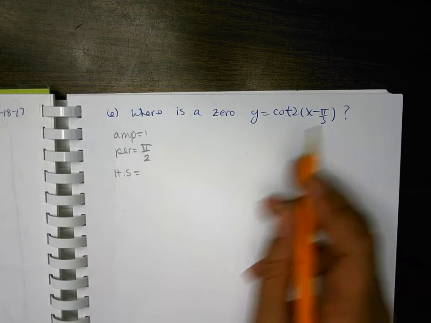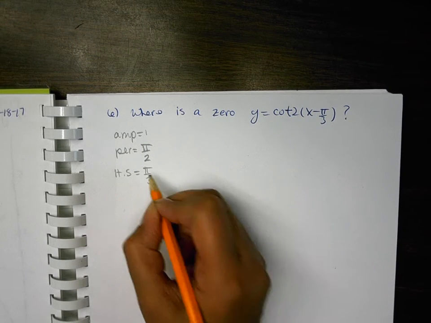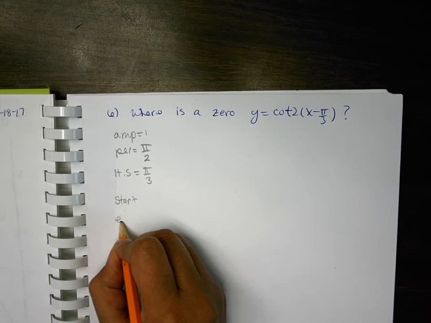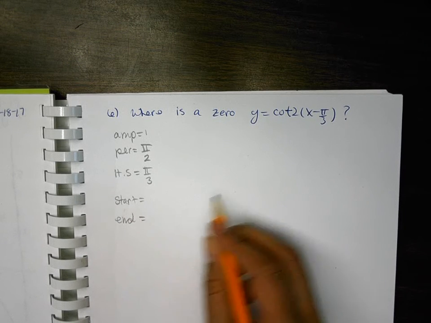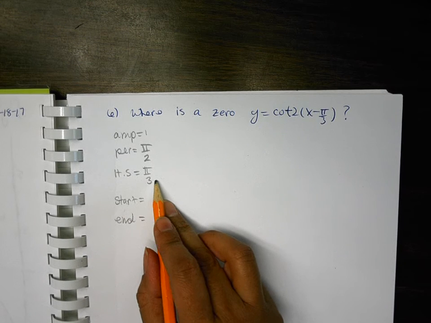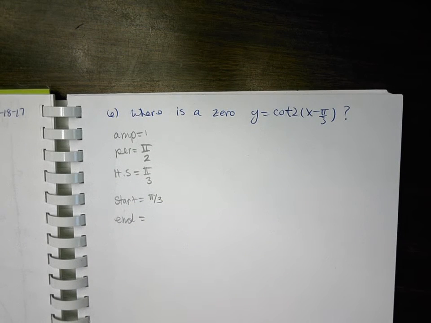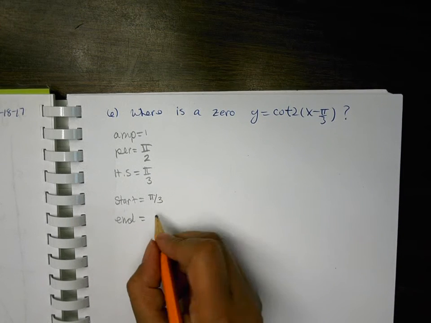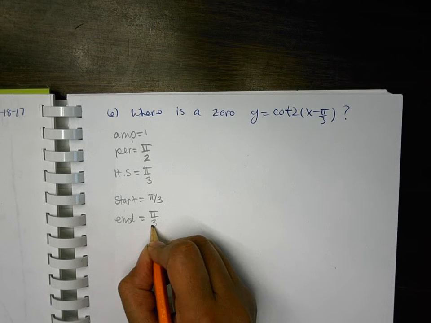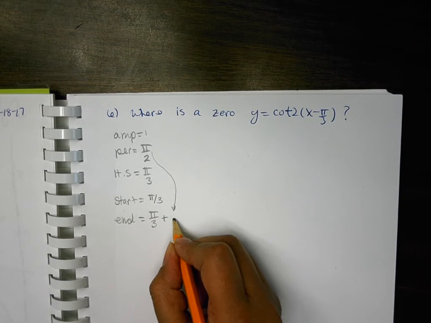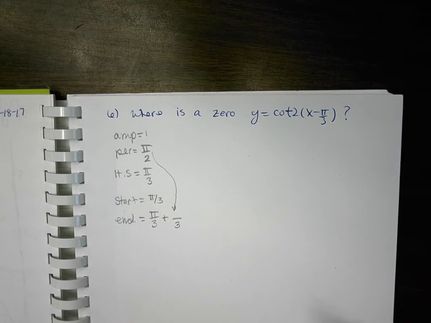Horizontal shift is what? And if there is a horizontal shift, do I have to worry about start and end? Yes. What's the start? Pi over 3. Right. So it's just like sine and cosine. And what do I do with the pi over 3? I add what to it? Period. Do you want to right away find a common denominator? Pi over 2 times 3 top and bottom would be what?